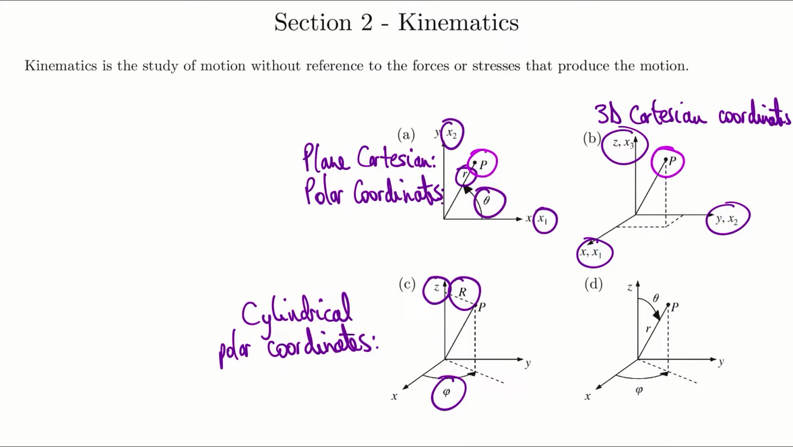And in D we have spherical polar coordinates, where we define P instead with this r for radius again, but then two angles: we have theta and we have phi. And in that way, we can completely define the location of P. Okay, now we're going to start by talking about two different ways we have of describing fluid motion.